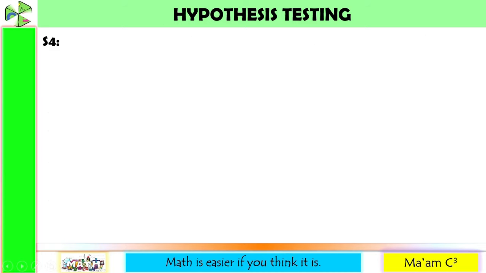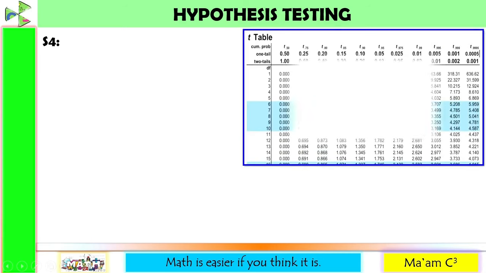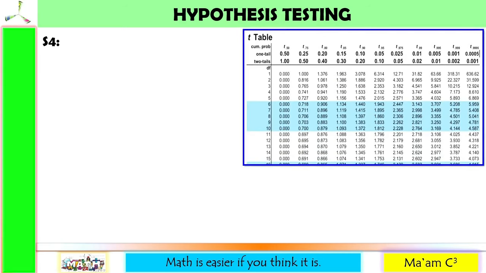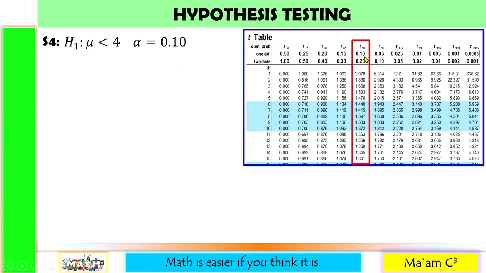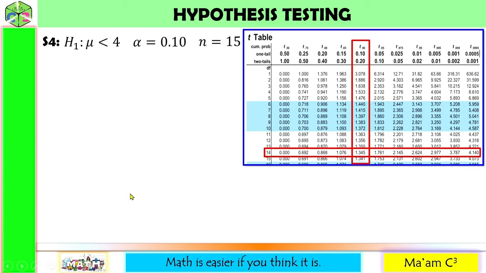Step 4, delineate regions of rejection and non-rejection. Since we decided to use t-test, we're going to need our t-table. Let us recall our alternative hypothesis, H sub 1, mu is less than 4, and our level of significance. This is less than, so this is 1 tail. At level of significance 0.10, so this column. Let us also recall our sample size, which is 15, and 15 minus 1 is 14. That will be our degrees of freedom. So the critical value is 1.345.